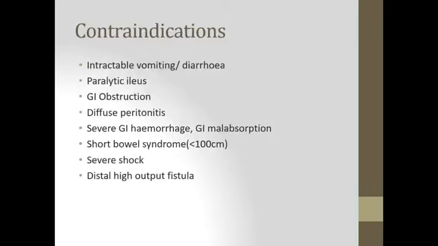These are some contraindications. When there is intractable vomiting or diarrhea, paralytic ileus or intestinal obstruction, diffuse peritonitis, severe GI hemorrhage, gastrointestinal malabsorption, short bowel syndrome, severe shock, and distal high output fistulas. These are some contraindications, and if the patient needs nutritional support, these are the indications for parenteral nutrition.